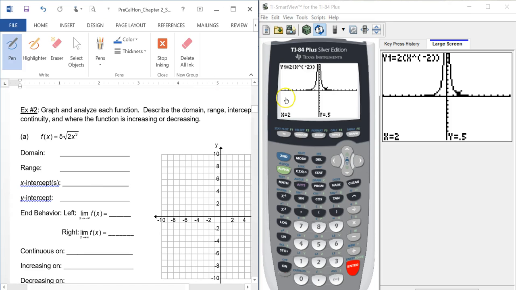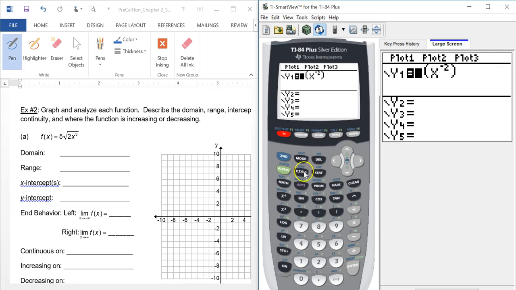So, here, we're going to have 5 square root 2x cubed.